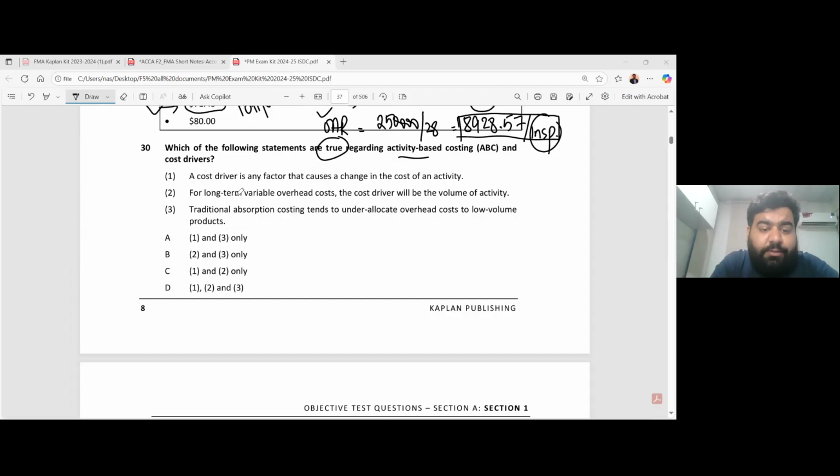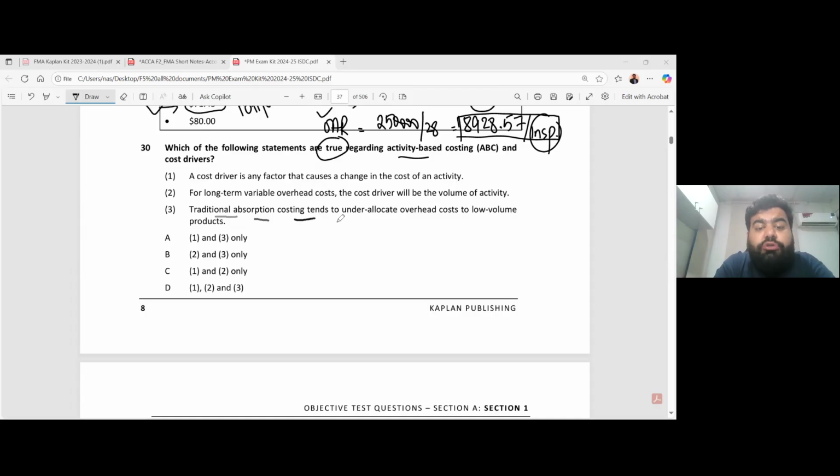It's correct. Secondly, for the long-term variable overhead cost driver will be volume of activity. So they're saying that for the long-term variable overhead cost. From basic knowledge, we know that variable cost depends on volume, depends on units. The main issue is for the fixed overheads like inspection cost, like setup cost, that's the fixed cost. But for the variable overhead cost, the cost driver can be the volume of activity. Yes, it's correct, because variable cost means depending upon units, volume of activity. More volume, more variable cost. If volume is not being produced, variable overhead will not be incurred. So for variable overhead cost, it can be volume of activity.